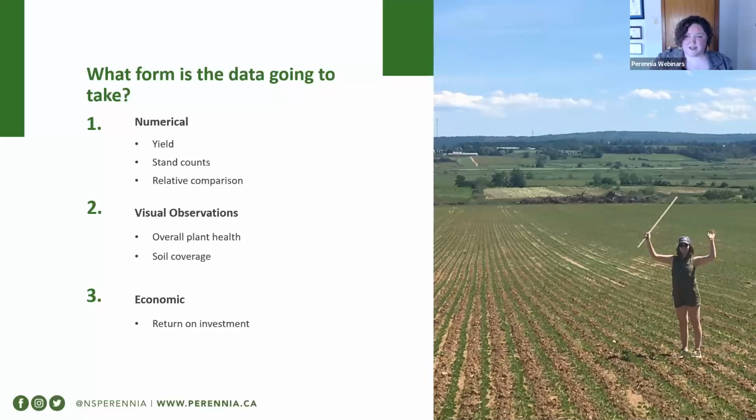So it's nice, if you can, to take something that would be a visual observation like soil coverage and convert that to a numerical value. So using a certain area and putting a percentage on it. And that's going to give you a more concrete set of data to deal with, and also allow you to do statistics with it, which is a really important thing that we're going to get into later. And then lastly, your economic data and return on investment.